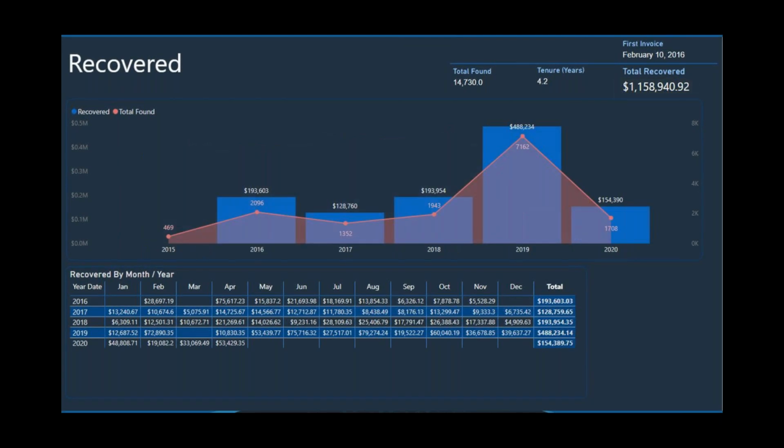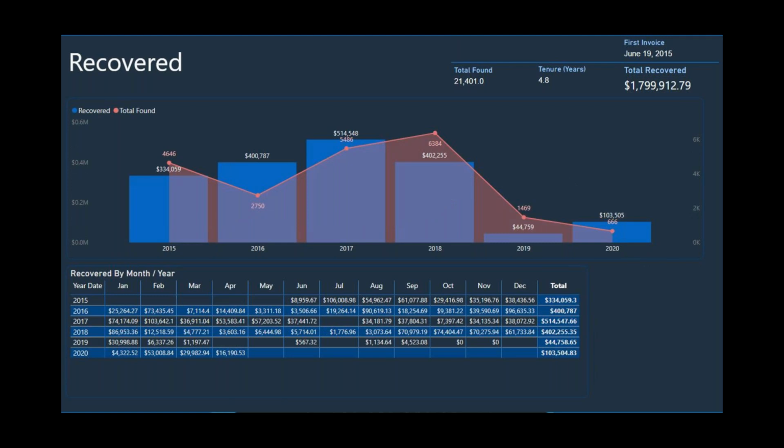Our next example is a customer in the state of Maryland. They have found over 14,000 visits, formerly documented as sliding fee and self-pay, and have recovered over $1.1 million. And finally, our last example is a customer in the state of Illinois. This customer and their state have a very complex methodology of documenting and finding Medicaid. This customer has found over 21,000 visits using retroactive services and has recovered almost $1.8 million.